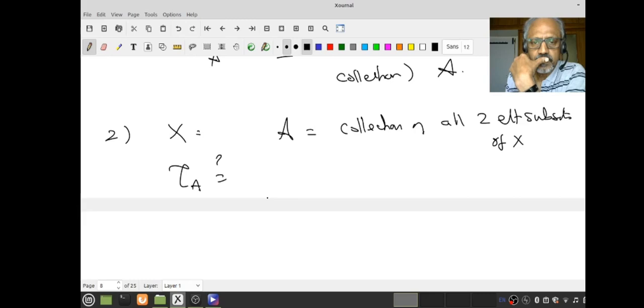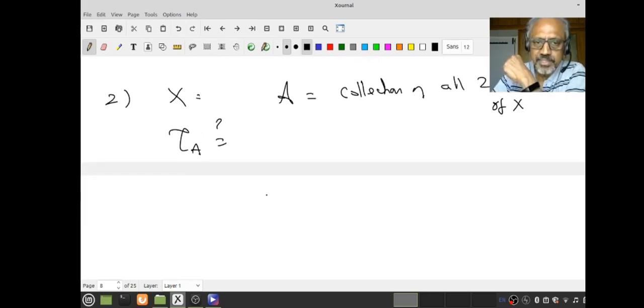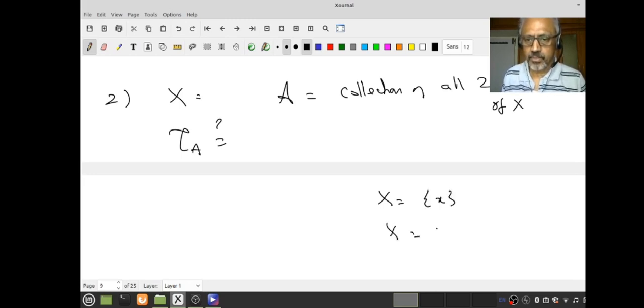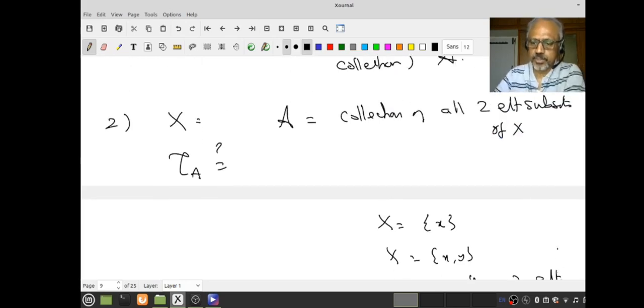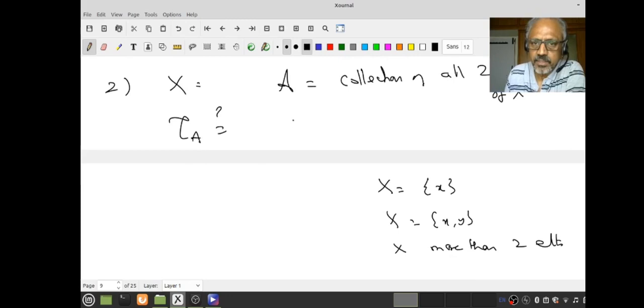Right, now you will see something very interesting happening. It's a very beautiful thing. What are the possibilities? X may have only one element, or X may have 2 elements, or X may have more than 2 elements. You understand? Because what is the collection A? Collection of 2 element subsets of X. X is just a nonempty set. Therefore, if X is a singleton, then what is A? It is empty, because there is no 2 element set, right? Therefore, what is tau A?